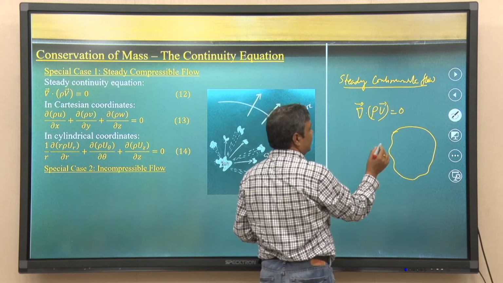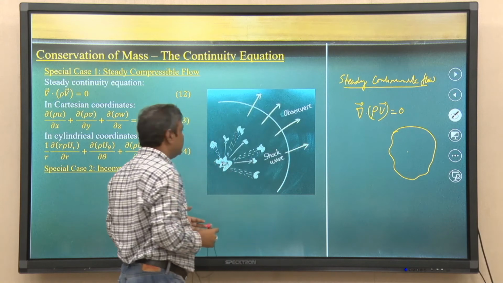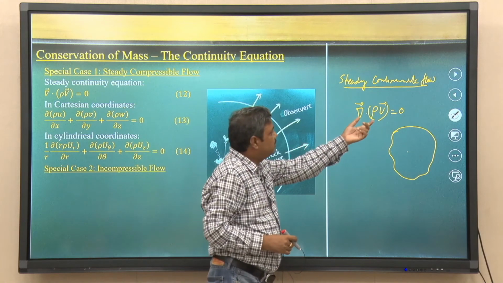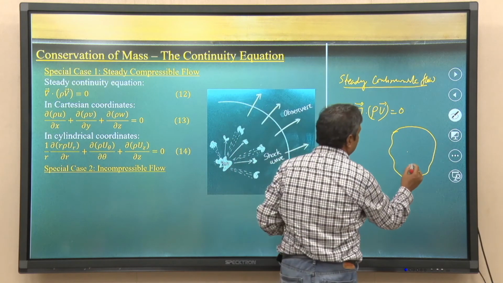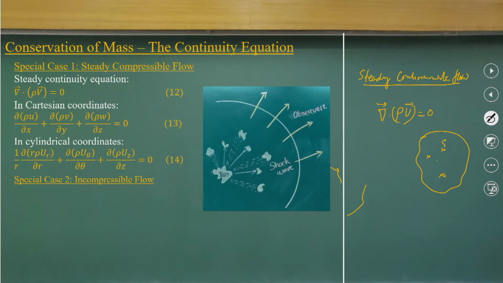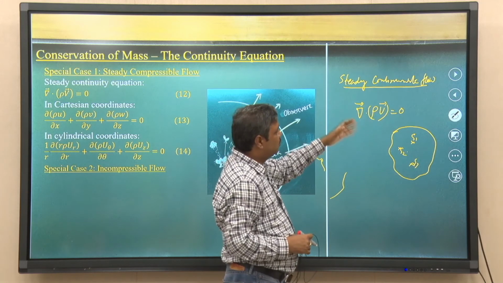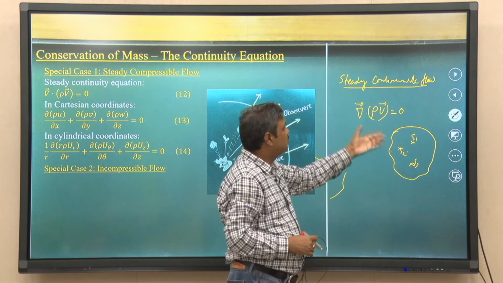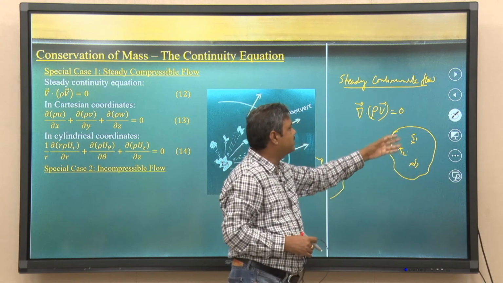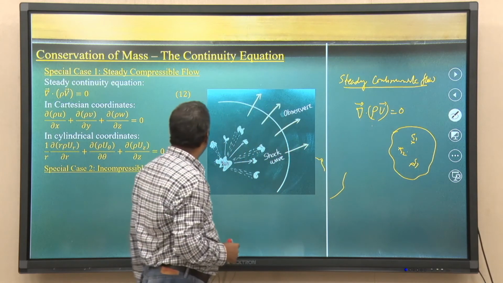At any instant, if there is a change of this velocity field, that is what will indicate how many sources or sinks, S1, S2, S3, are there, because the rate of change of mass is 0. There is no change of the mass within this control volume, as it is a steady problem. So the summation of the sources and sinks should be equal to 0. That is what is shown by these divergence vectors.